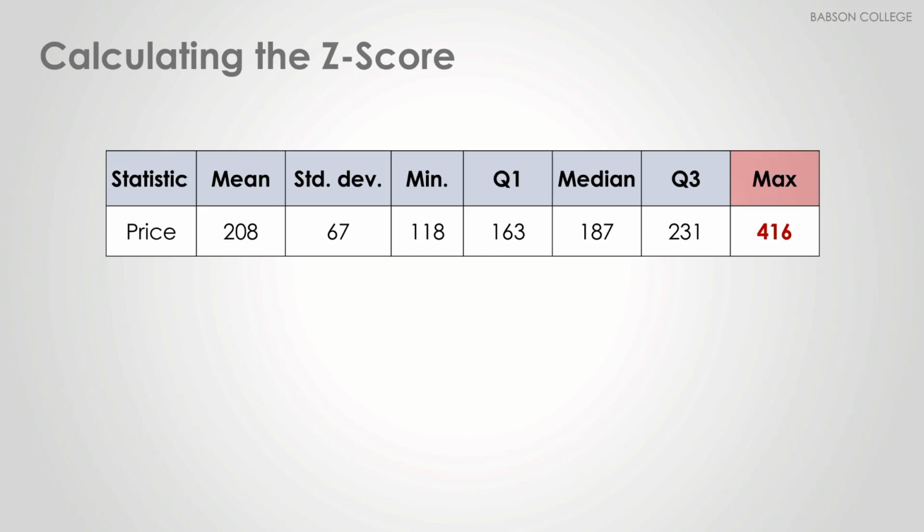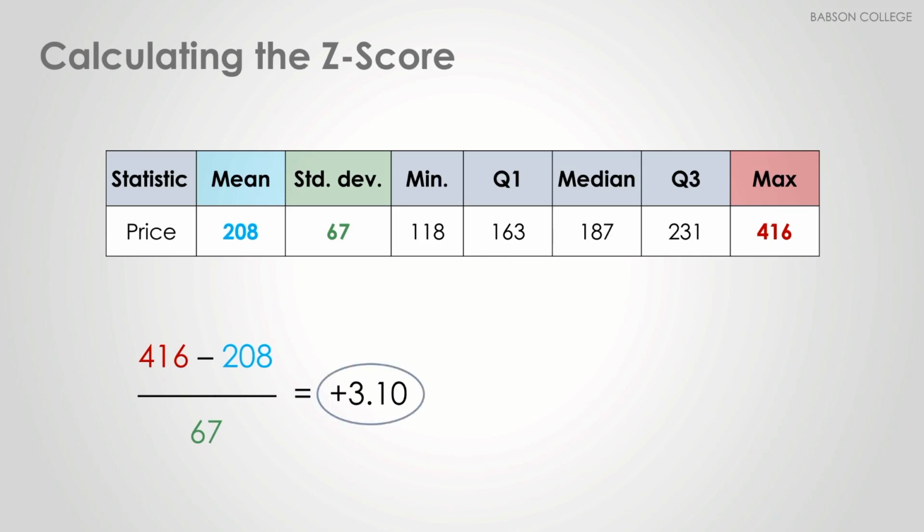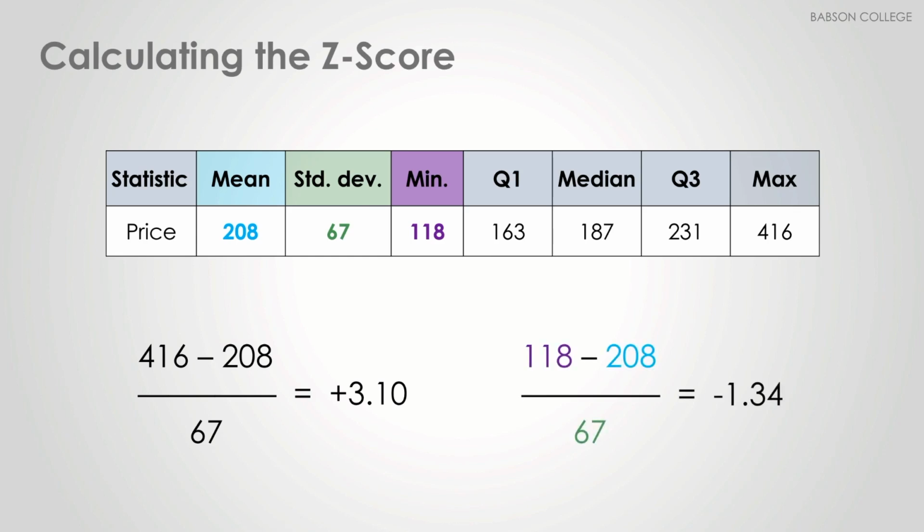The next step is to plug in the necessary values into the formula. This means that our most expensive house lies 3.1 standard deviations above or to the right of the mean, and it might qualify as an outlier. More on outliers in a bit. Now, let's calculate the z-score for the minimum value in the data set, which is 118. This means that the least expensive house lies 1.34 standard deviations below or to the left of the mean.